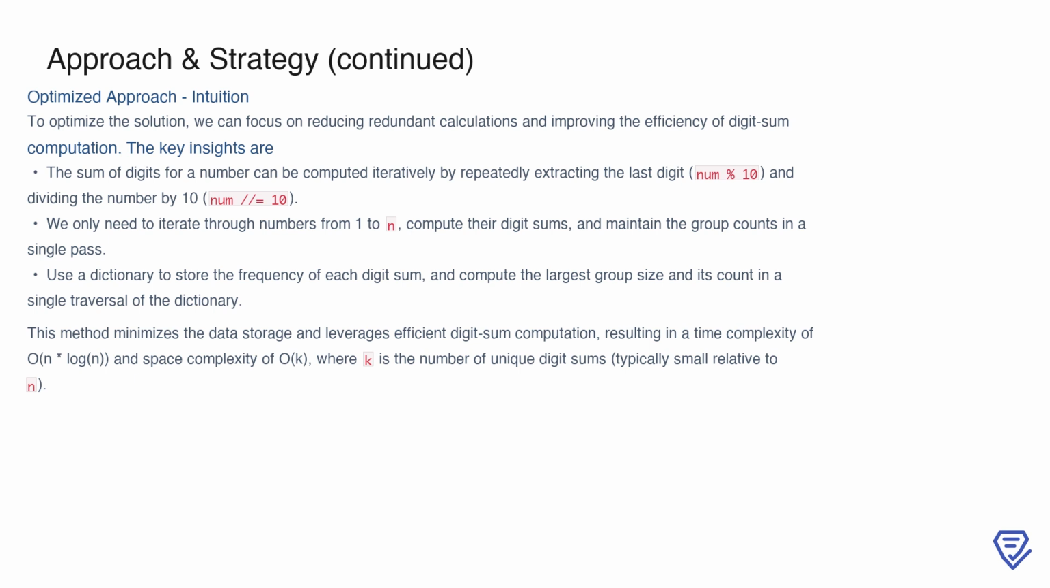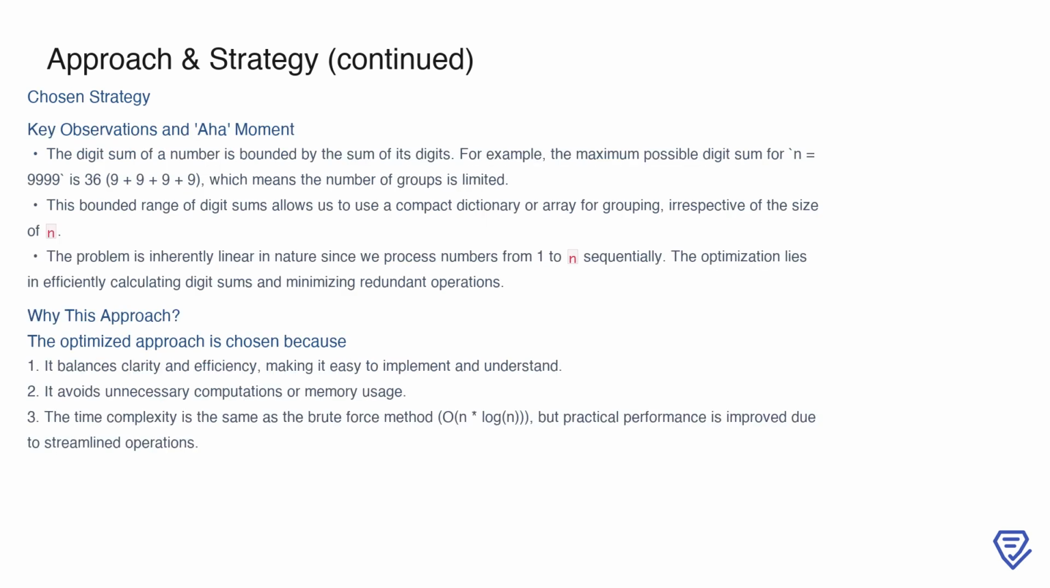small compared to n. The chosen strategy for this problem builds upon some key observations. One important realization is that the range of possible digit sums is inherently limited. For instance, the maximum digit sum for a number like 9999 is 36, achieved by summing its digits, 9 plus 9 plus 9 plus 9. This means the number of groups we need to consider is restricted and does not scale with n.